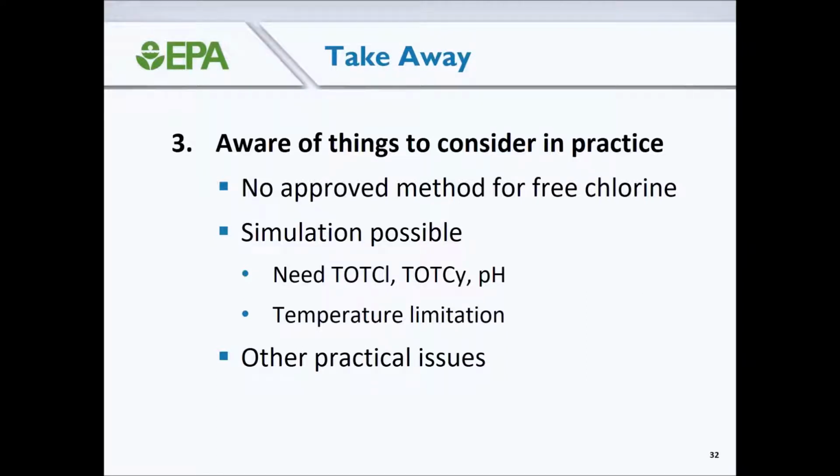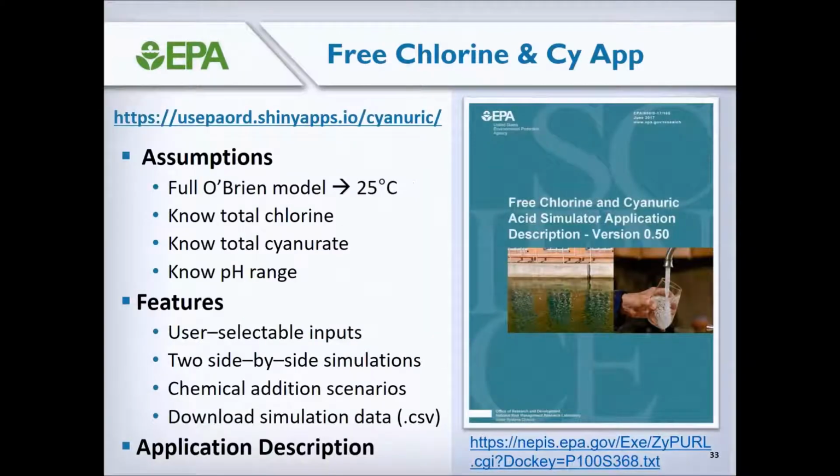And then what I want to do in the last couple minutes here is just make you aware of a web-based application I've developed to simulate the water chemistry and some ongoing research to expand it. So the application is located at the link shown on this slide. It was developed for 25 C using the O'Brien equilibrium model. And again, you have to know the total chlorine, total cyanurate, and pH range you want to simulate.